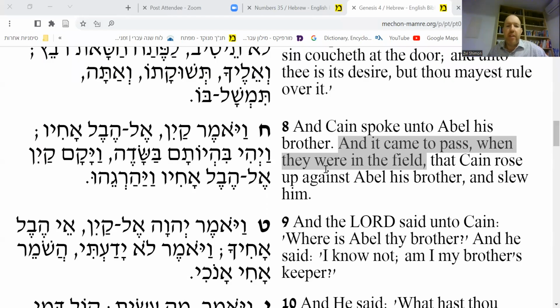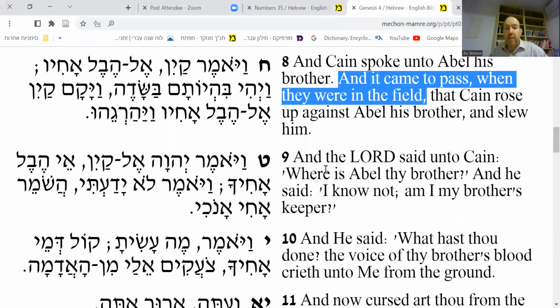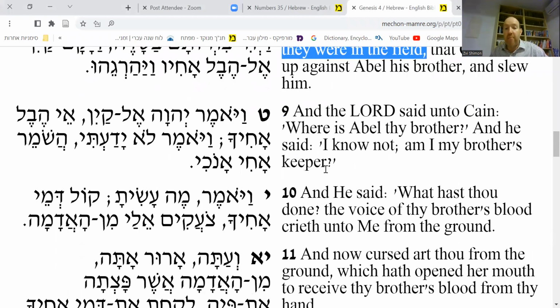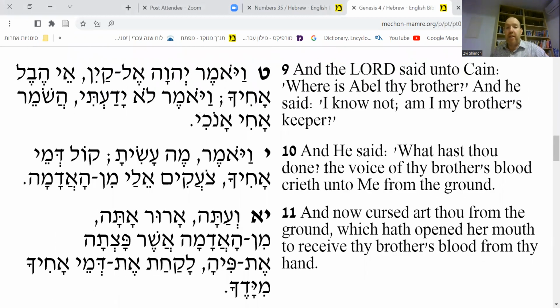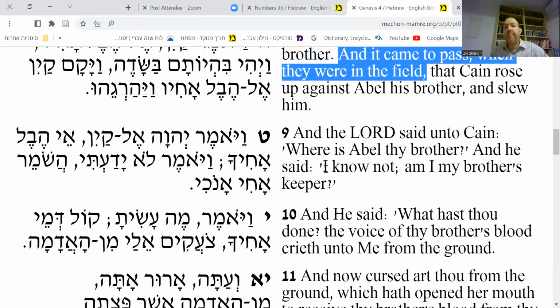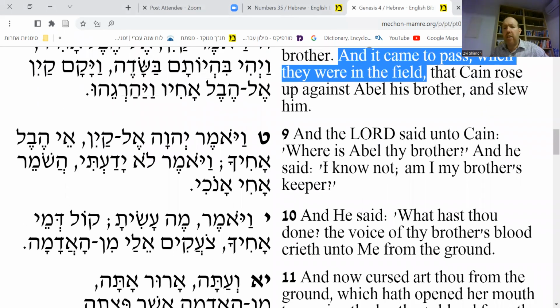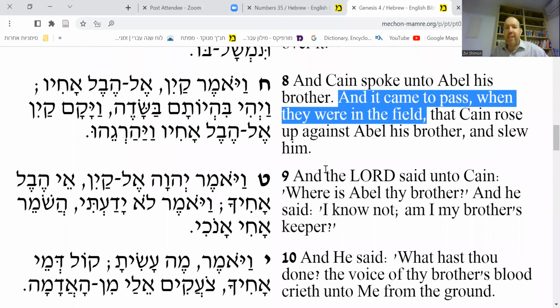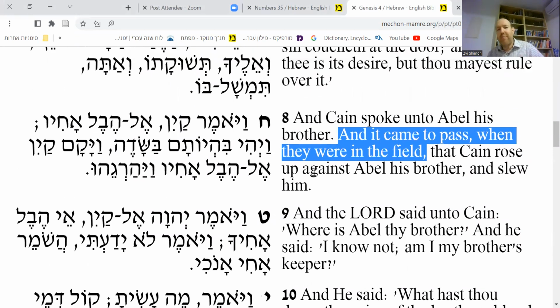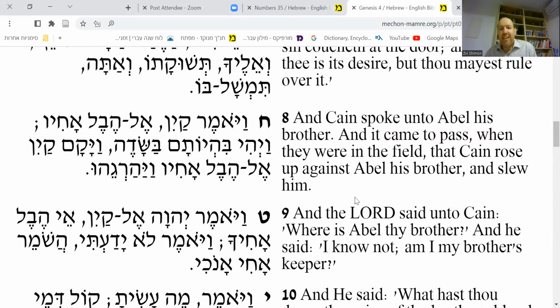And if we read from the murder scene, verse 8, and the dialogue immediately following the murder scene between the Lord and Cain, there's an obvious key word that shows up. Let's read these verses and try to identify that key word.